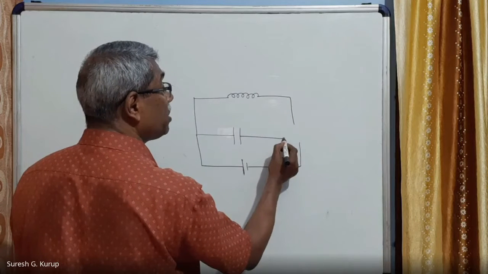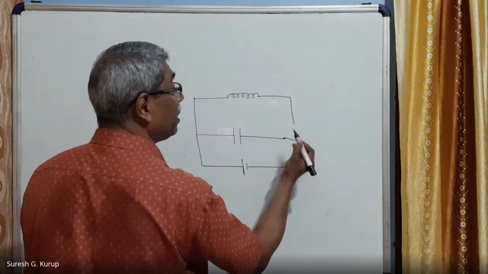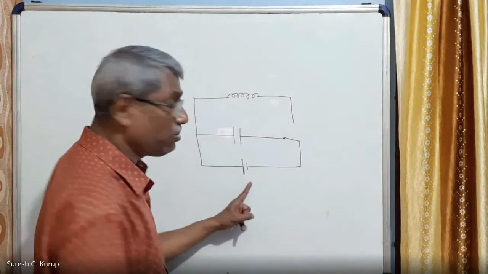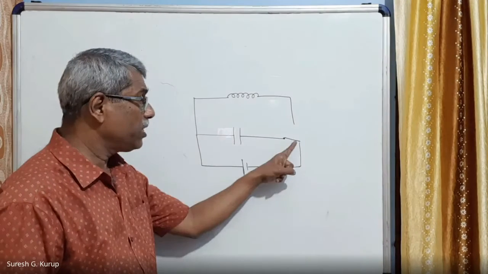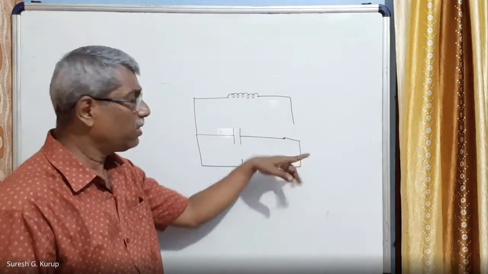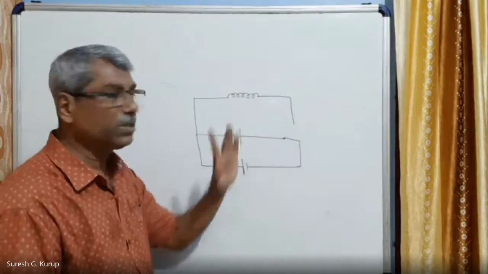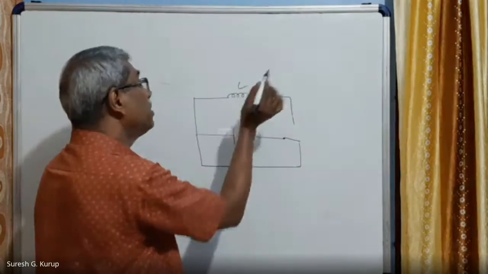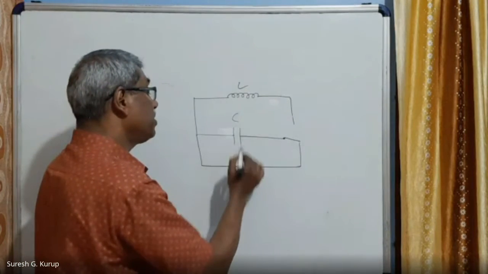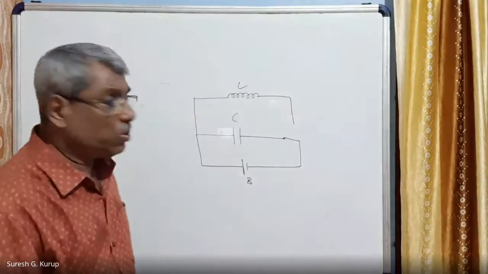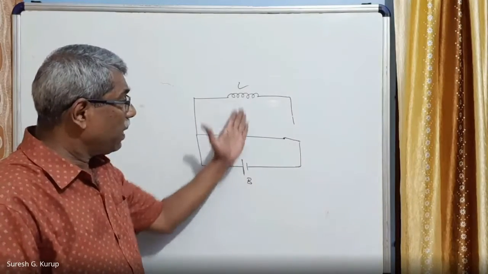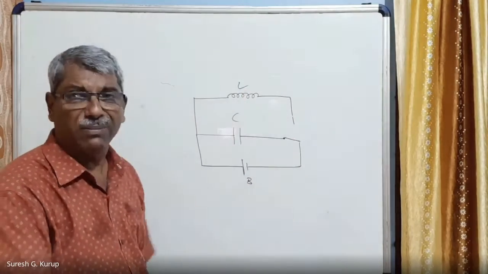Right. Now this is a key. The key is first connected with the battery. This is a floating key. Sometimes it is connected to the battery circuit, sometimes it is connected to the inductor. This is L and this is C and this is a battery B. So this is an LC parallel circuit. L and C are connected in parallel.